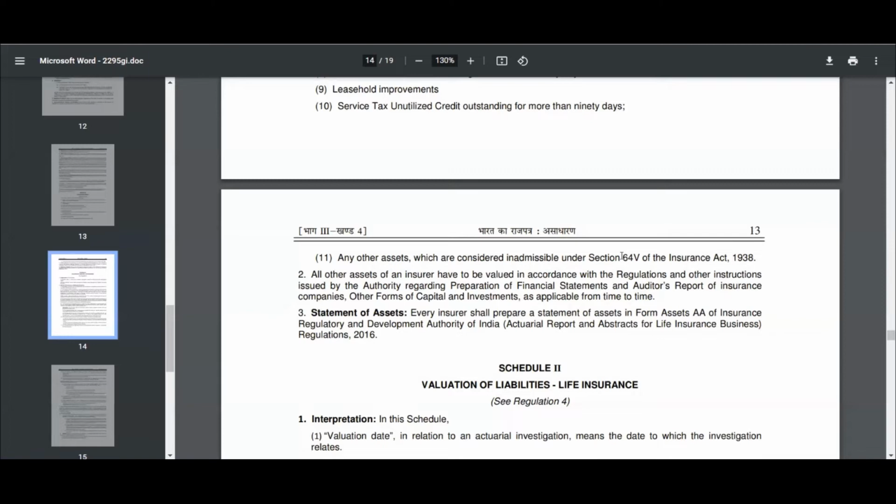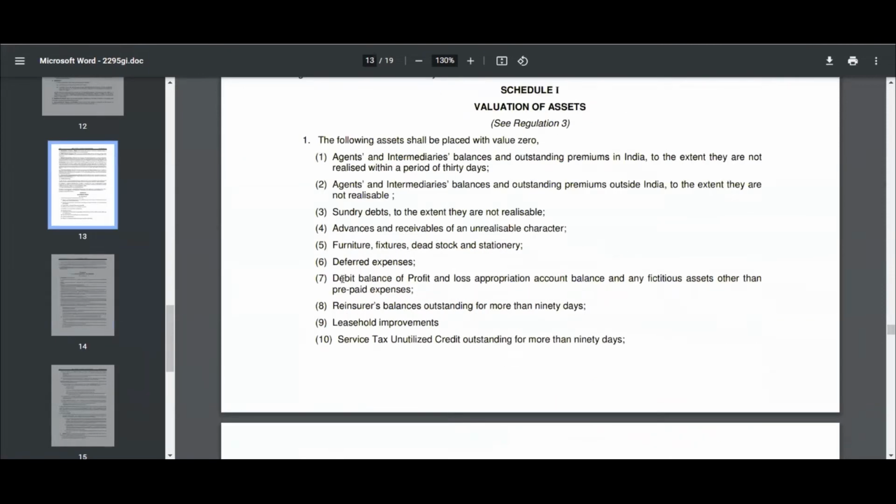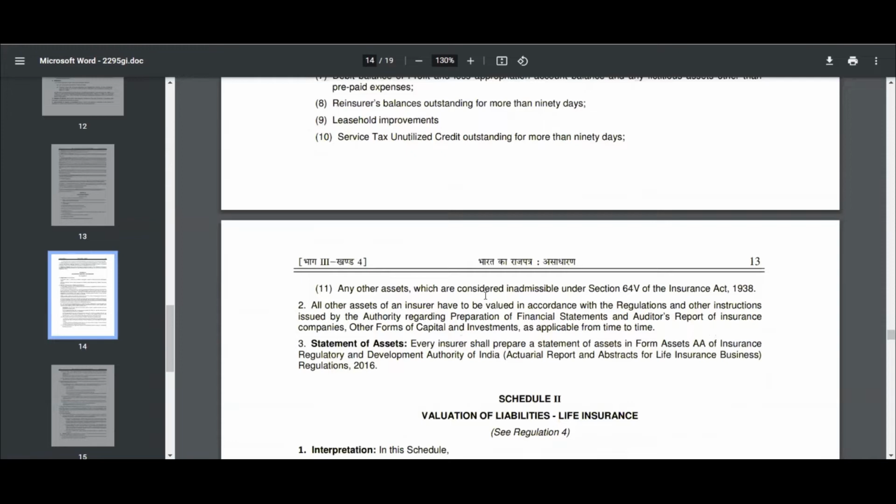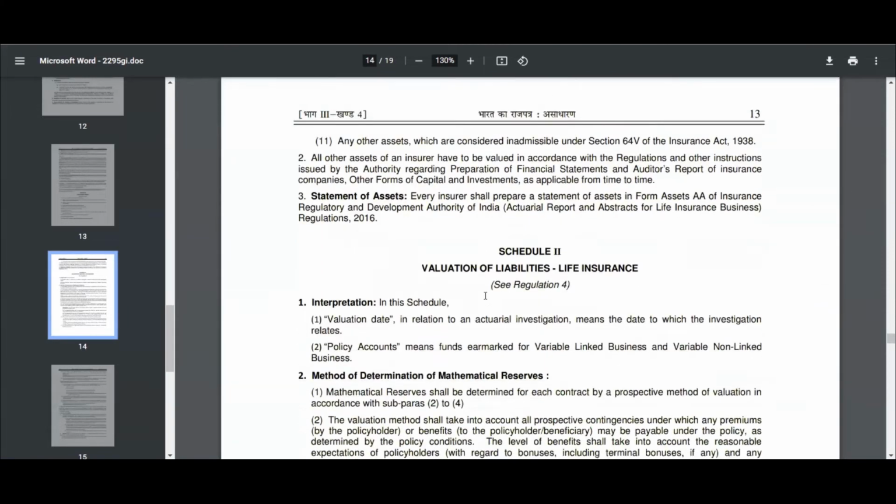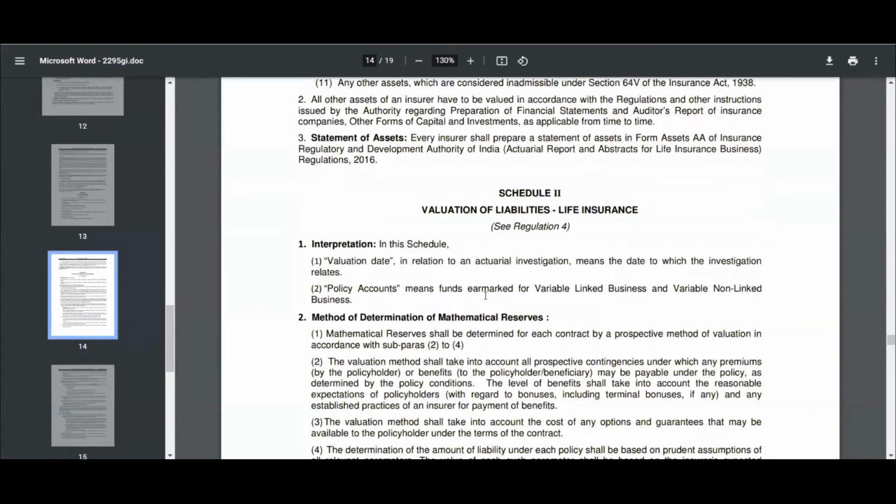Now here also my question would be, here you are seeing a point called debit balance of the profit and loss appropriation account and any other fictitious asset. So what do you mean by profit and loss appropriation account? That is the question. And if you know the answer to this question, please write it in the comment section. Anyways, moving to the valuation of liabilities.